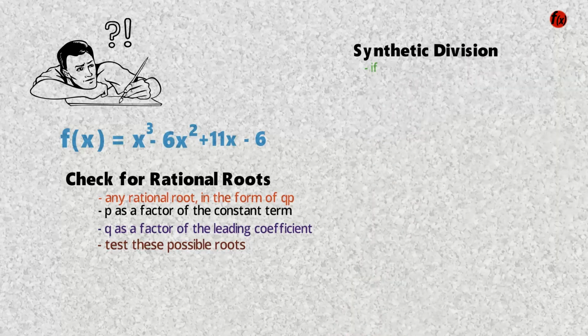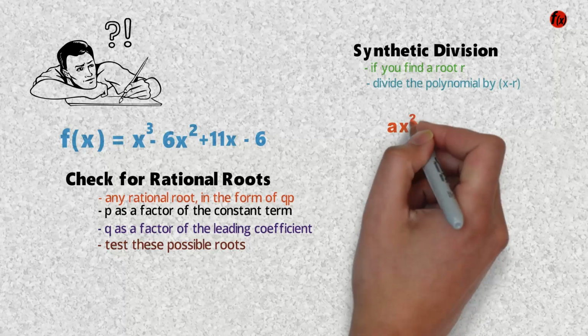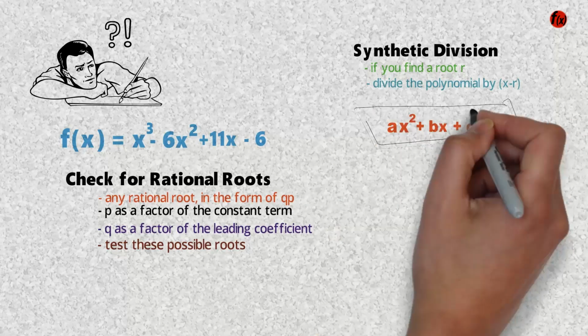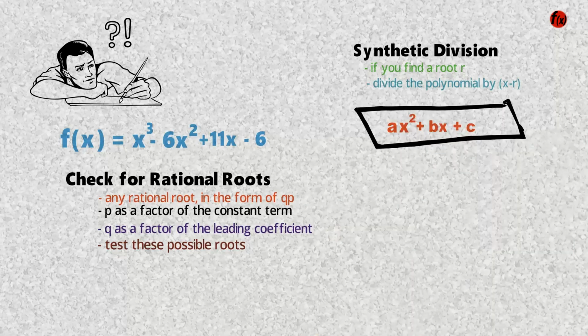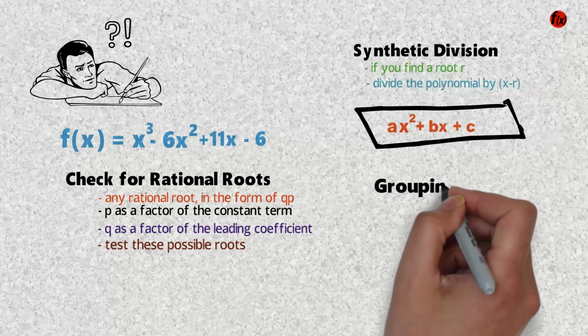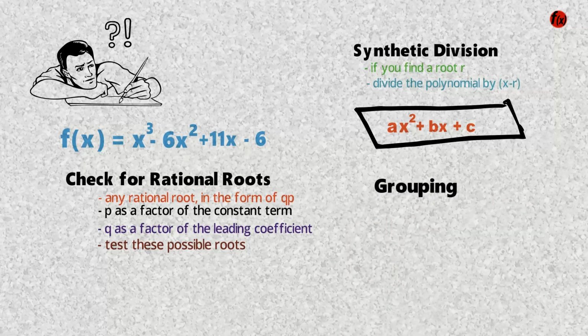2. Synthetic division. If you find a root r, use synthetic division to divide the polynomial by x minus r. This will give you a quadratic polynomial. Factor the resulting quadratic polynomial if possible. 3. Grouping. Sometimes you can factor by grouping terms. This method is more applicable to polynomials that can be rewritten in a form where common factors can be easily identified.